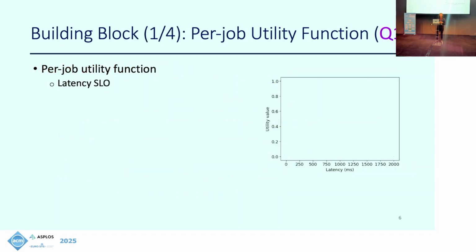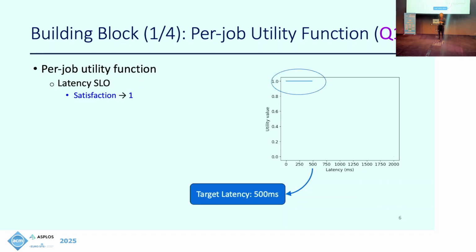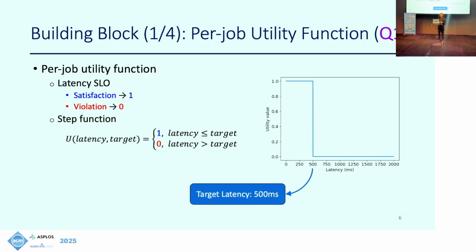So let's look at the 4 building blocks of Faro. The first building block is abstracting the SLO into a utility function. We have a job here that has a 500 millisecond latency, maybe it's tail latency. If the job is satisfying all its requests within the latency, it has a utility of 1. Otherwise, it has a utility of 0. And so we want the job to be close to 1. Of course, jobs may have different requests satisfying different latencies, and so utilities might be somewhere between 0 and 1. This can be represented by a step function.